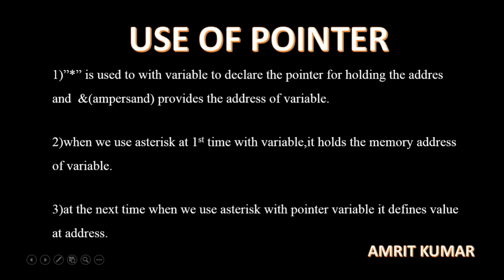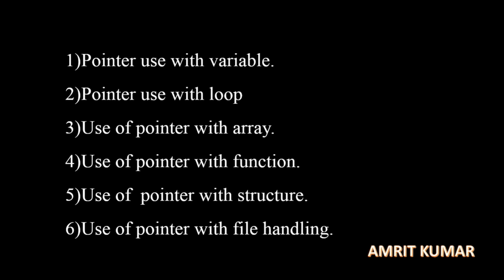So let's look at the use of pointer now, because we have studied all these three points. The very important point is that asterisk is used to declare the pointer, and ampersand provides the address of the variable. When we use the asterisk the first time with the variable, it holds the memory address of a variable, and when we use the asterisk the second time, it defines the value at address.